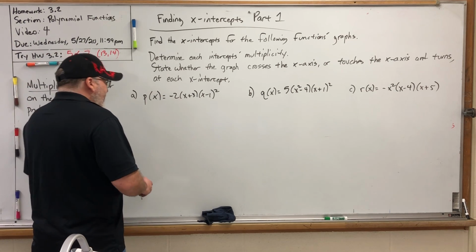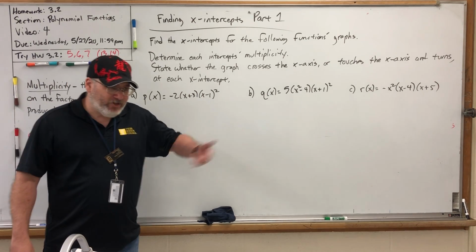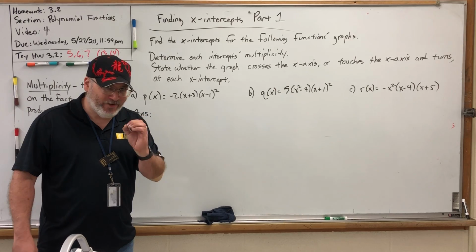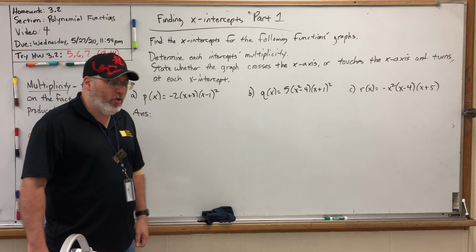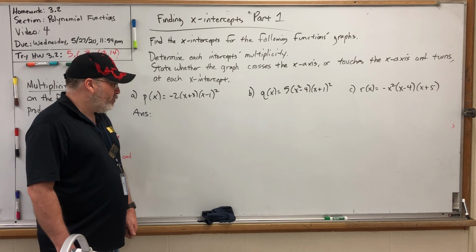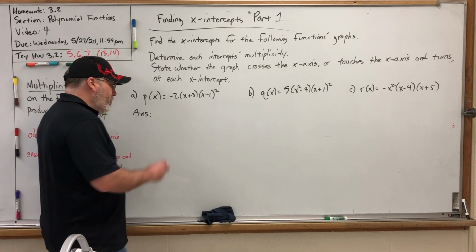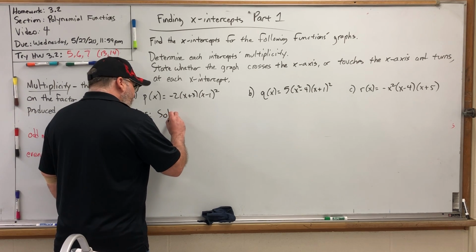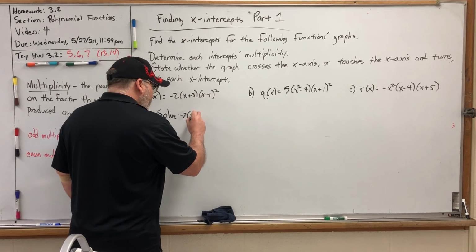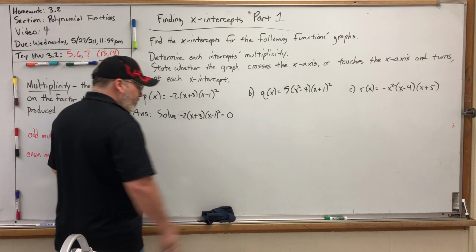All right, so first off, how do you find x-intercepts? Well, remember that if you're an x-intercept, you are on the x-axis, which means your y-coordinate is 0. And in a function, the y is what comes out. So to find the x-intercepts, we have to figure out what goes in to make what comes out equal to 0. In other words, we have to solve the function equal to 0. So we have to solve negative 2 times (x plus 3) times (x minus 1) squared is equal to 0.